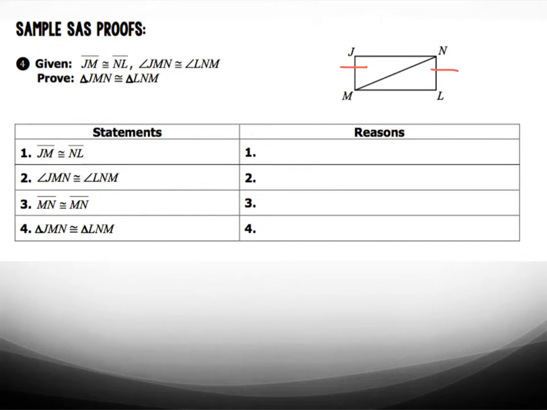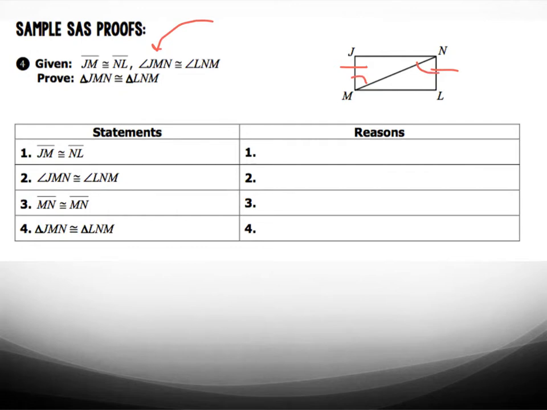So JM is congruent to NL. And then we have angle JMN. Just trace it out, and we definitely want to concentrate on the angle in the middle. So we're going to start at J here, go to M and back up to N. So that means we're talking about this little angle in here. We're going from L to N to M. So that means we're talking about this little angle in here.